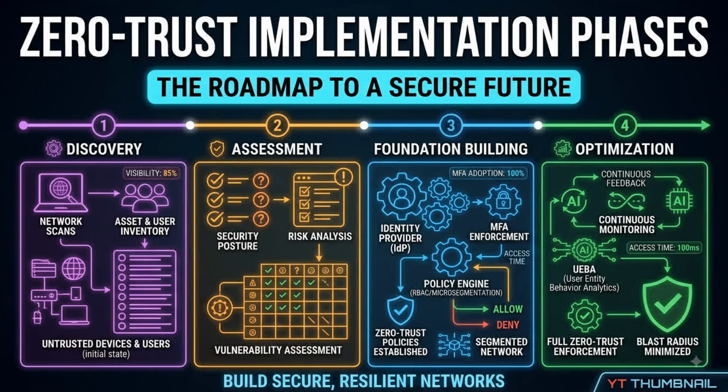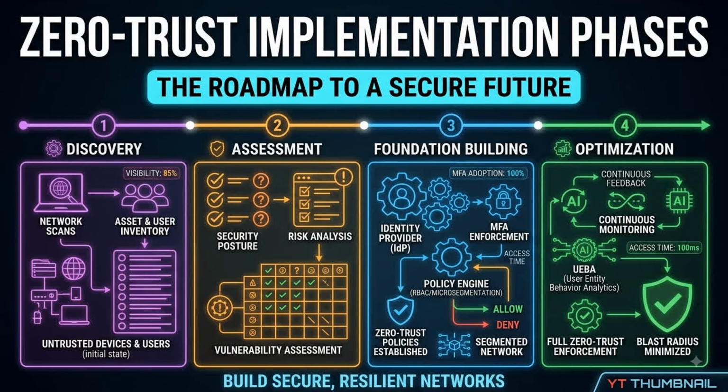Zero trust is not something you implement overnight. It is a journey with 4 phases. Phase 1, discovery. Map your network. Identify all users and devices. Scan the network with visibility at 85%. Create an asset and user inventory. Understand your starting point. Identify untrusted devices and users in the initial state.